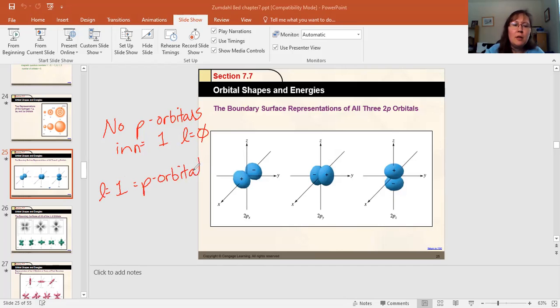And there's a p orbital for n equals 2, n equals 3, 4, 5, 6, and so on. And if you remember with the m sub L values, this could be -1, 0, and +1. So here they are, -1, 0, and +1. And it shows the 3 orientations in space of what we're working on here.